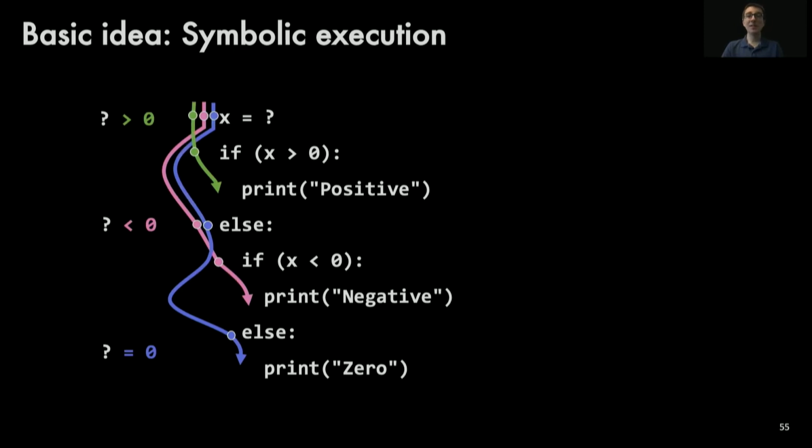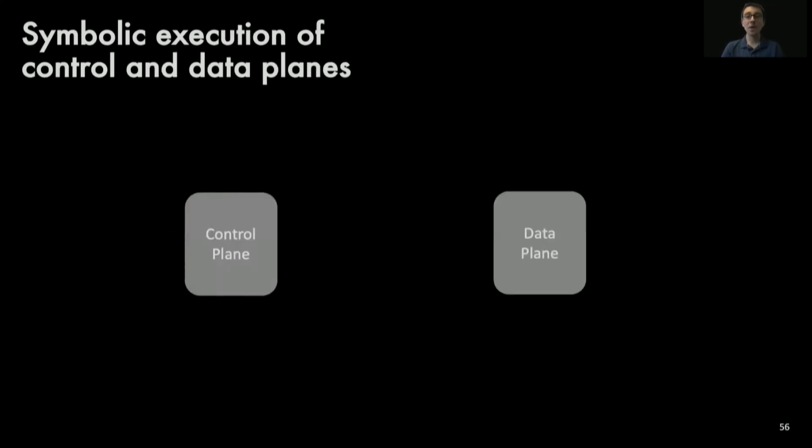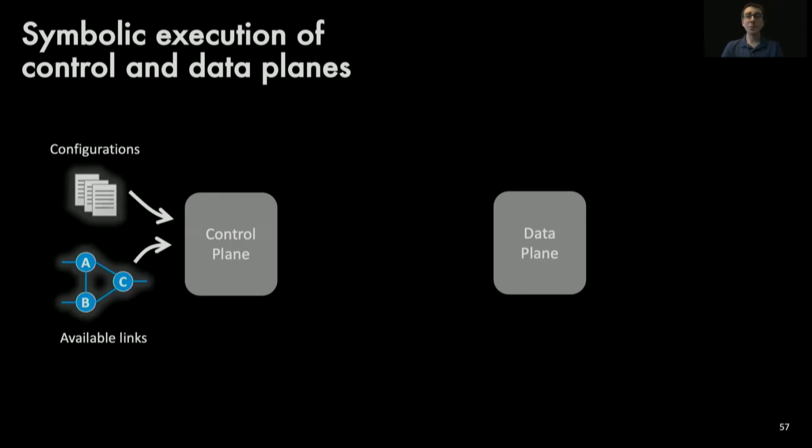By doing this for the entire program, we can identify all possible execution paths, and we can identify equivalence classes of inputs that result in a particular path being taken. We employ a similar principle to compute packet failure equivalence classes. In particular, we can view a network's control plane and data plane as two separate programs, which we can create a model for. The control plane takes router configurations and the available links as input, but in SRE, we make the state of each link symbolic and symbolically execute a model of the control plane.